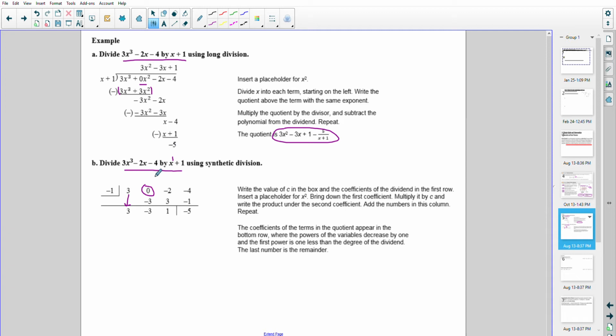Now, notice what's really happening here between the two forms. This lines up nicely because you have 0 and -3, and when you add them, you end up with -3. That's what's happening right here. And then you have -2 and 3, and when you add them, you get 1. That's what's happening here. And the same thing down here. So you're doing the same thing as just a shortcut. Easier to do synthetic division. Look at the amount of work compared to long division.